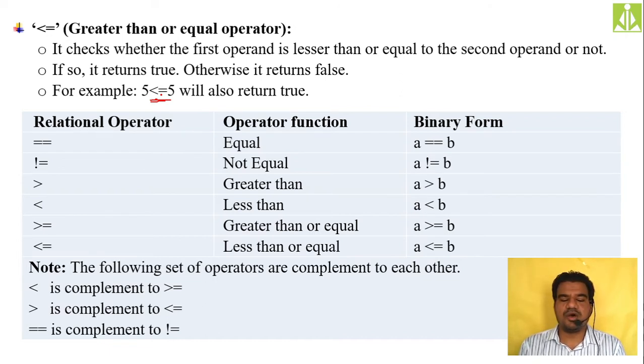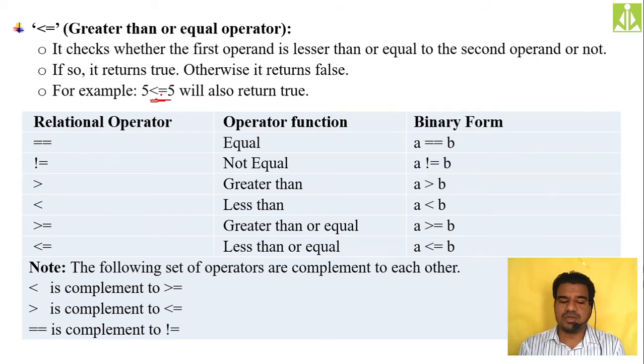So for the relational operators, the double equals to sign is used to represent the equal function. Then not equals to, the greater than symbol, greater than operation, the less than symbol, less than operation, greater than or equals to, less than or equals to, likewise.